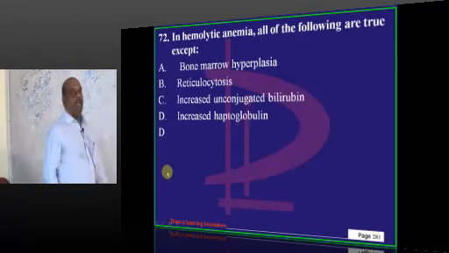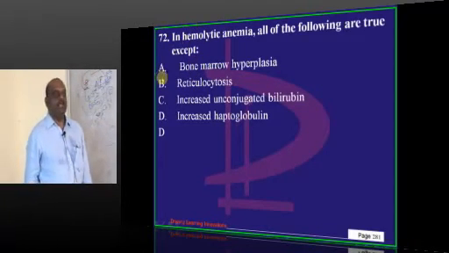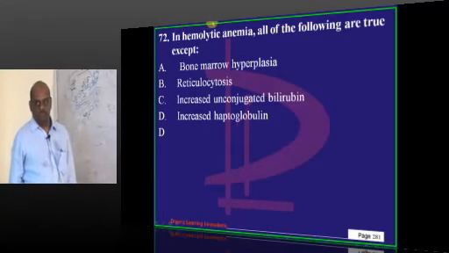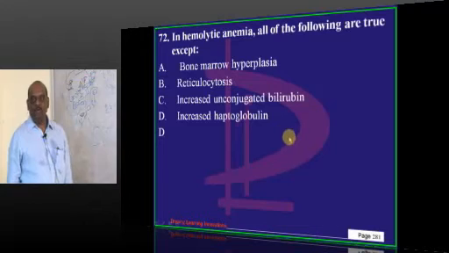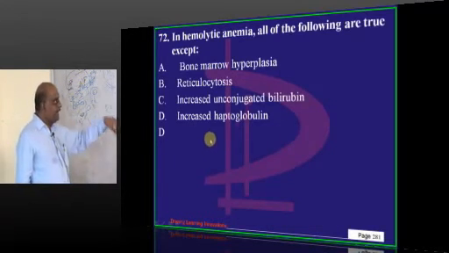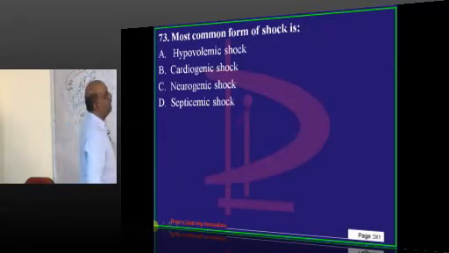Then hemolytic anemia में what will basically happen? Hemolysis will release the hemoglobin. Hemoglobin will bind with haptoglobin. Haptoglobin gets exhausted. So there is a decreased haptoglobin, not increased haptoglobin.